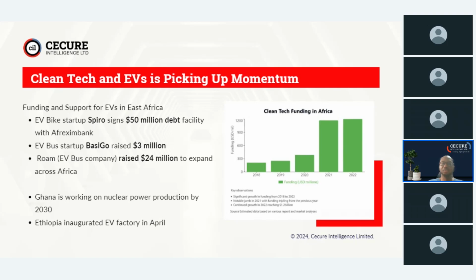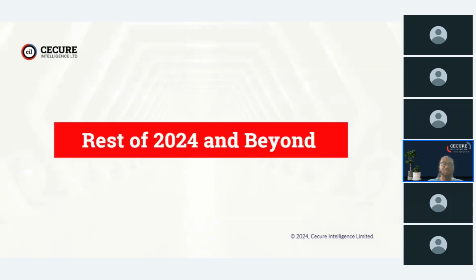So yes, clean tech and EVs are picking up momentum across Africa. So we should be seeing more traction when it comes to EVs across the board. So that's the first half of 2024. But if we're looking at what's going to happen the rest of the year and beyond, we have some assumptions and predictions that we're looking at when it comes to tech trends in Africa.